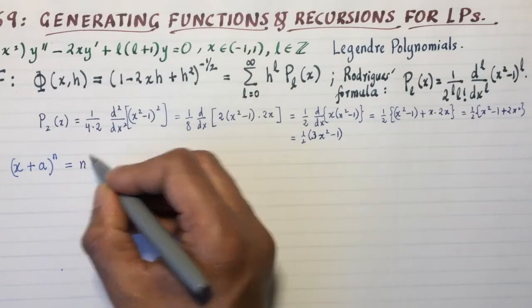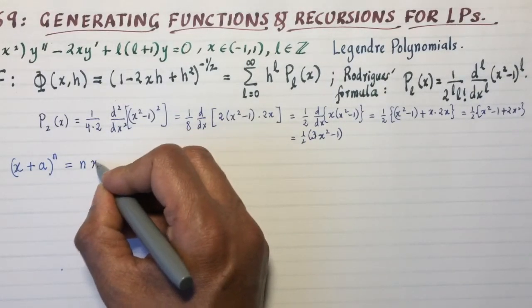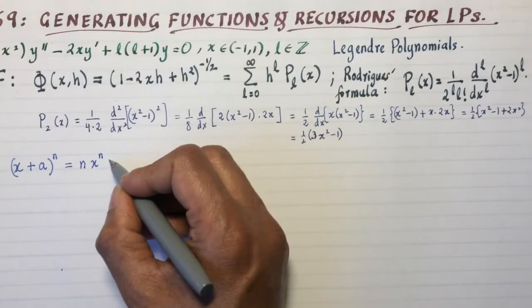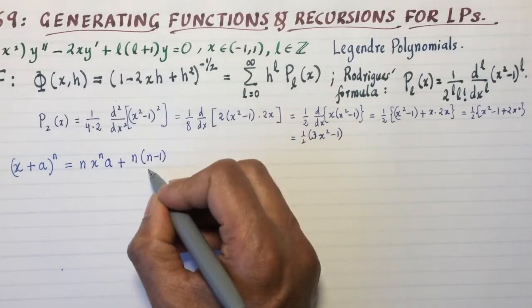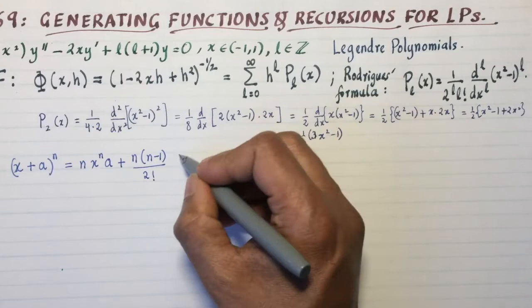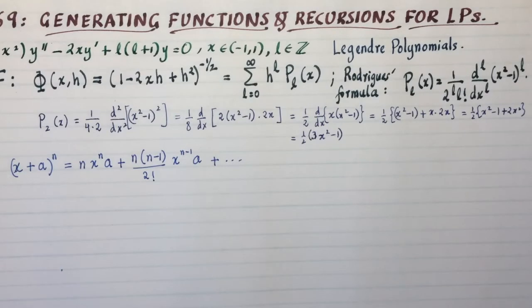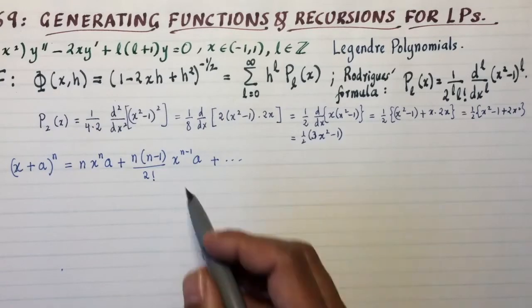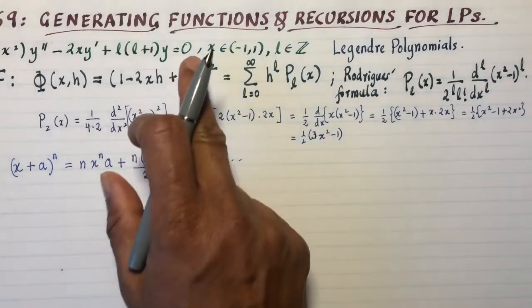So the Newtonian binomial theorem approximation tells you that, not approximation, theorem tells you that this is n times x to the n a plus n times n minus 1 over 2 factorial x to the n minus 1 a, and then you keep going like this. It stops at some point if n is an integer. If n is not an integer, you keep going like that. Okay, so it never stops. So this is the theorem of Newton, known as the binomial theorem, and the binomial theorem can be used to expand this to any order.